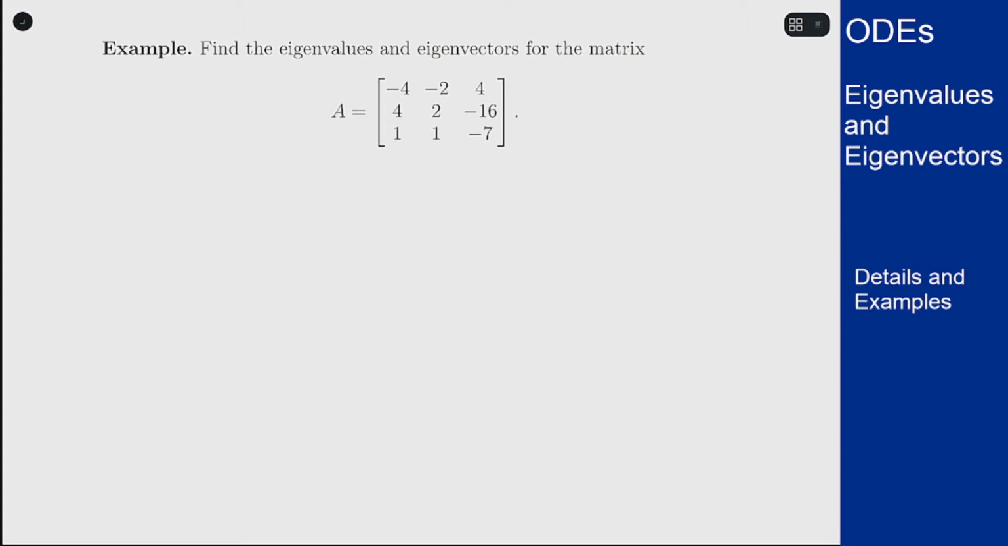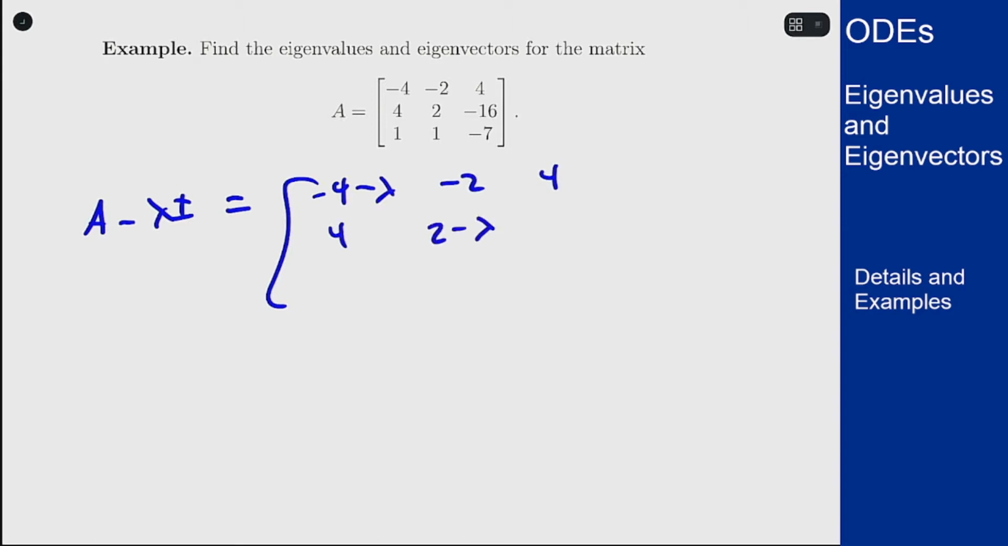So the matrix A minus lambda I is -4 minus lambda, -2, 4, 4, 2 minus lambda, -16, 1, 1, -7 minus lambda. In order to find these eigenvalues, I want to find this determinant here. And probably the easiest way to do it is to use row reduction, once we swap the rows around to put something that doesn't involve lambda in the top left corner.